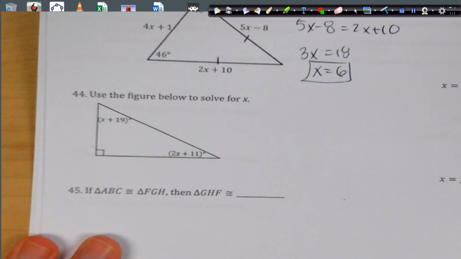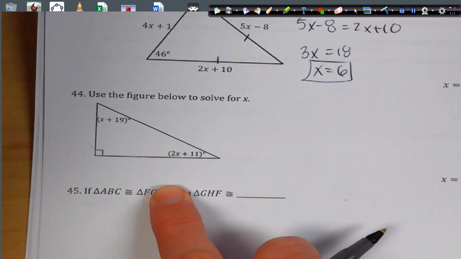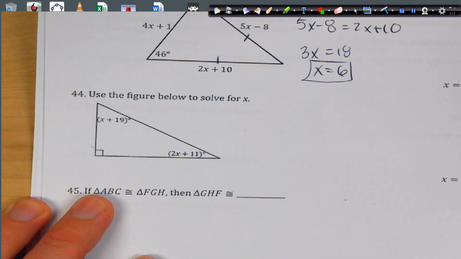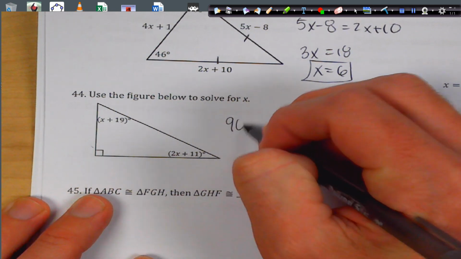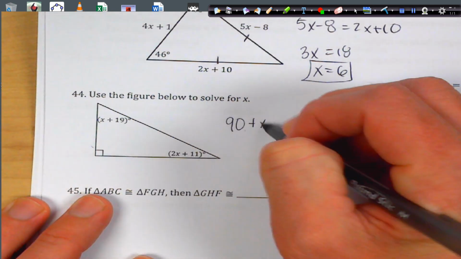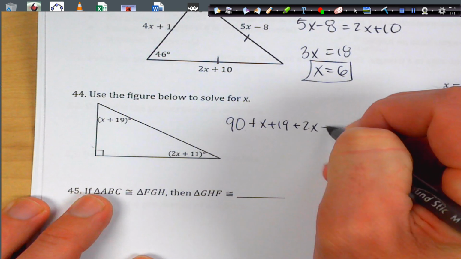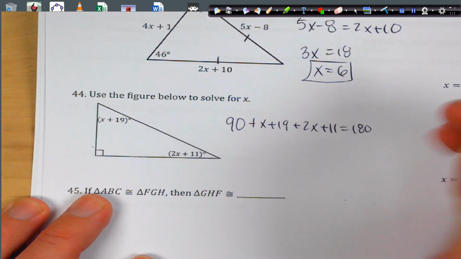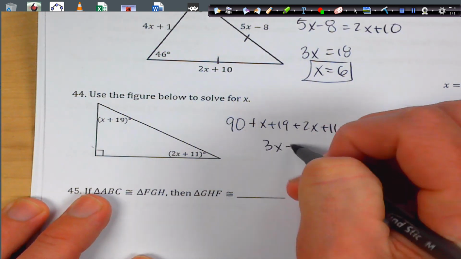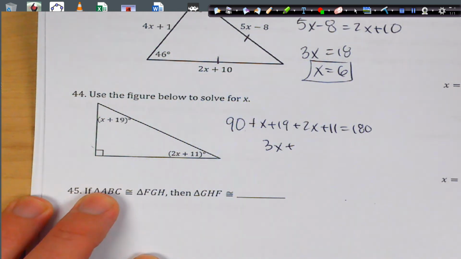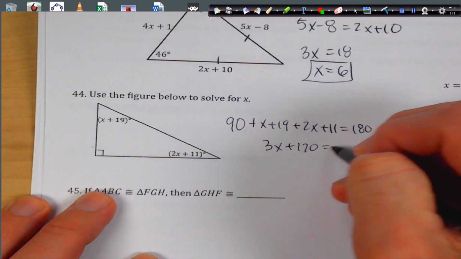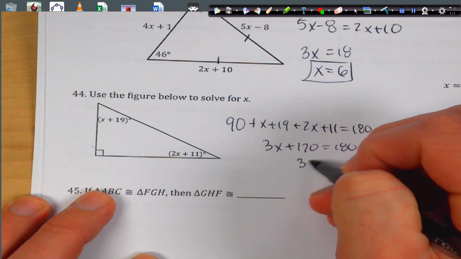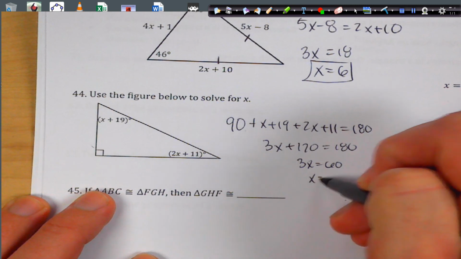Let me just try something real quick. It looks a little fuzzy. That looks a little bit better. All 3 angles should add to 180. So we get 90 right there with this guy, plus x plus 19, plus 2x plus 11 equals 180. Combine like terms, we get 3x plus, that's going to be 19 and 11 must make 30, plus 90 is 120. Hopefully I did that right. Subtract that, and we get 60, divide by 3, and x equals 20.